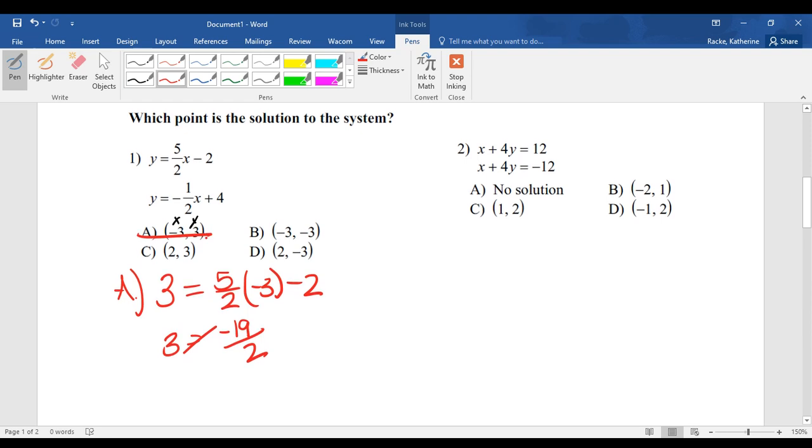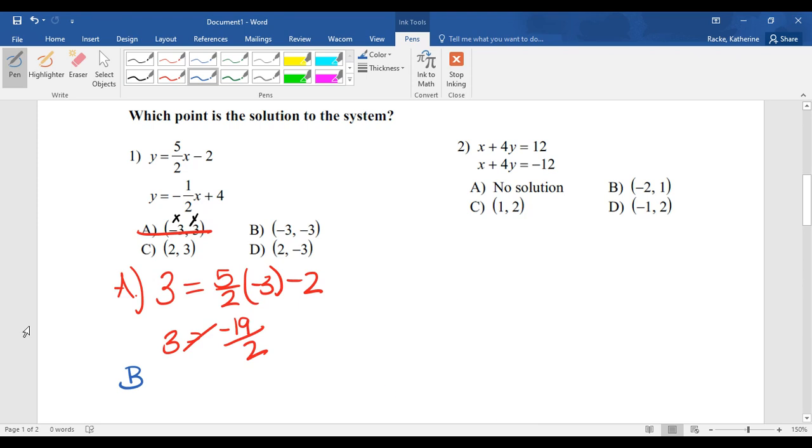Now we're going to do this again for B. So I'm going to take B, and I am going to plug in my x and y for B. So I will take negative 3 equals 5 halves times negative 3 minus 2. We know that this is already negative 19 halves, same as before. Same x value, so we know that's the same. But now my y value is negative 3. Again, negative 3 does not equal negative 19 halves, so B is not my answer either.